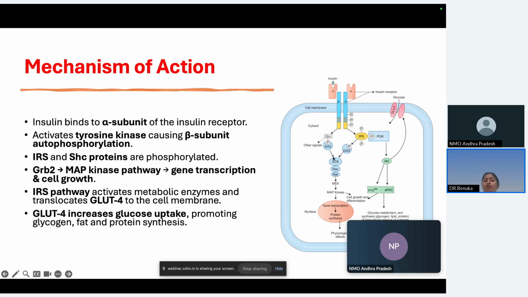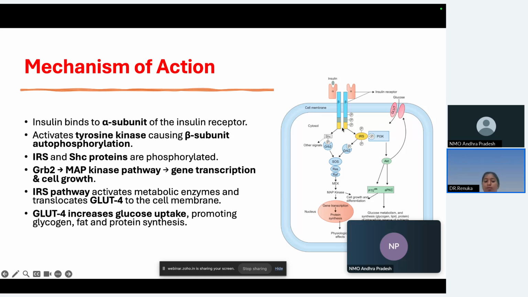You don't have to remember so much. If you just draw this table, or if you just draw a flow chart, it is well and good. Insulin binds to the alpha subunit. Activation of tyrosine kinase happens, causing autophosphorylation in the beta subunit. IRS and SHC proteins are produced. Here, gene transcription occurs.